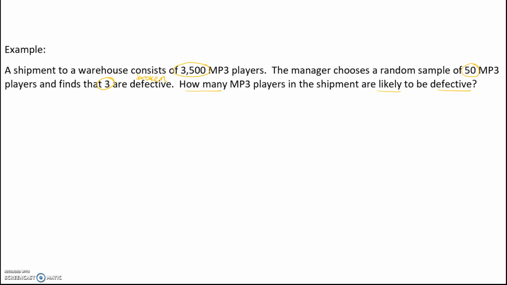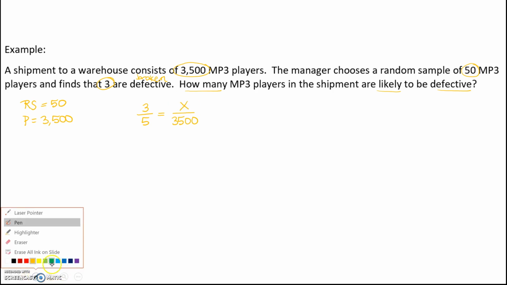So in this situation, they chose a random sample of 50. I'm going to put RS, random sample is 50. And then the warehouse has 3,500, so that's going to be my population. It said that 3 out of the 50 were defective, right? So they're asking how many out of the warehouse of 3,500 would be defective?